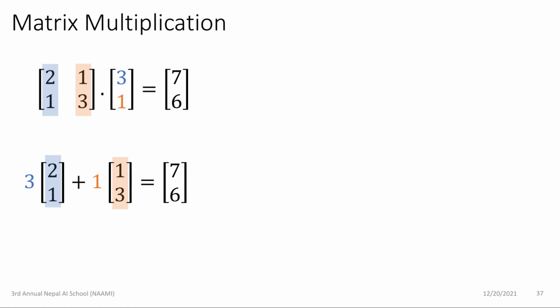So we all know matrix multiplication: 2 into 3, 1 into 1, you add them, get 7. So basically the dot product of 2 and 1 with 3 and 1. And then 1 and 3 and 3 and 1, you get this.